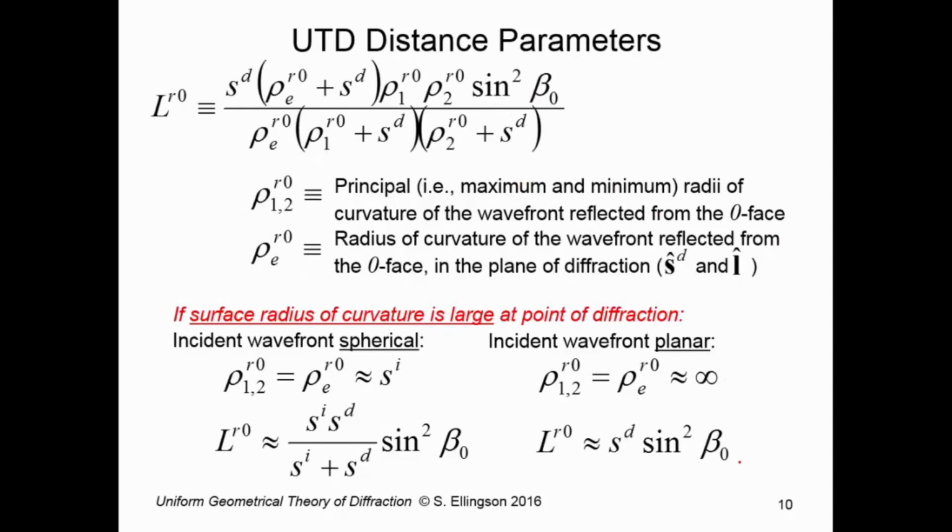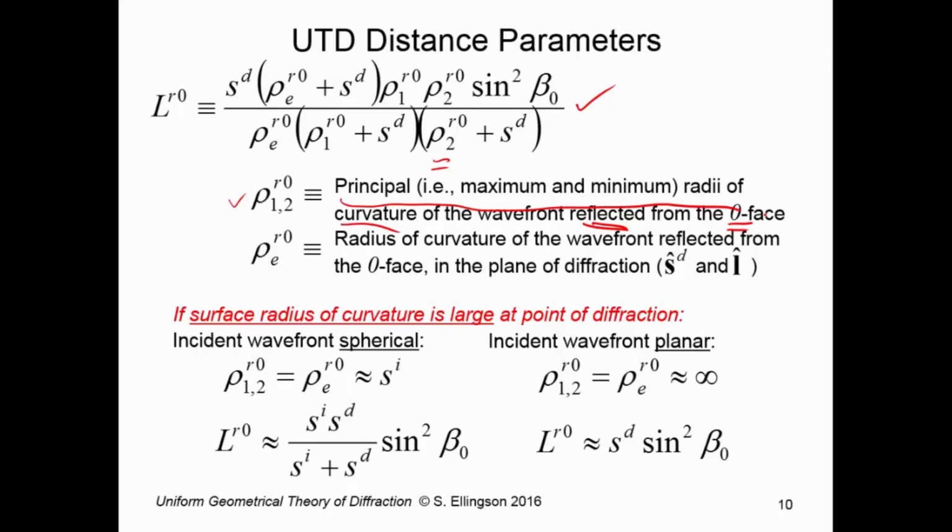The next distance parameter is L super R naught. Now you might infer from the superscript R that this has to do with reflection, and it does. In fact, we have a very similar looking expression here for this L parameter, and we have a whole bunch of rho parameters, and rhos are always radii of curvature in this particular formulation. So what we have here is that rho super R naught sub 1, 2 are the principal radii of curvature of the wavefront reflected from the zero face.